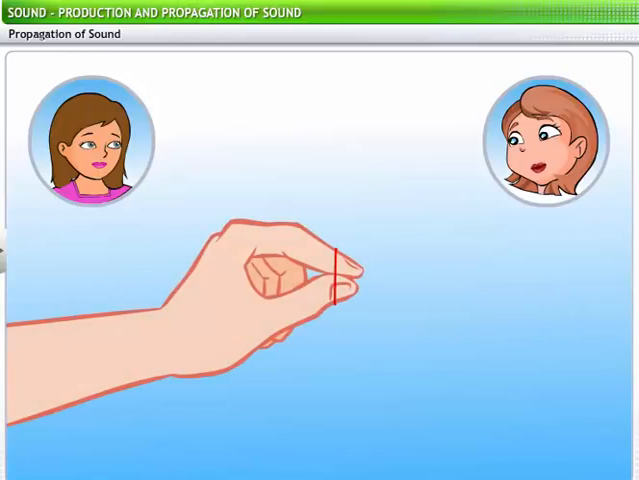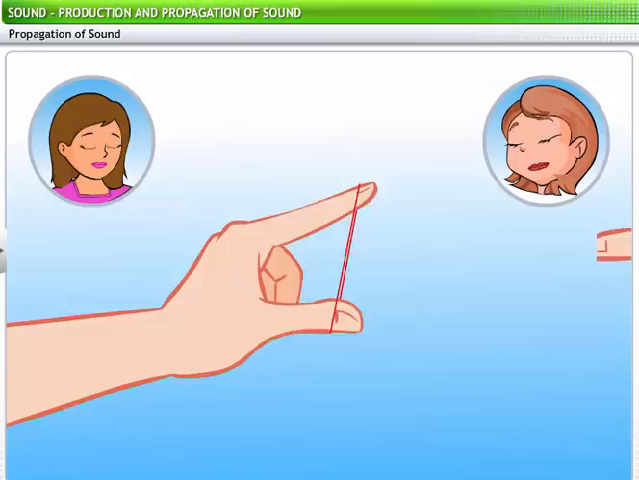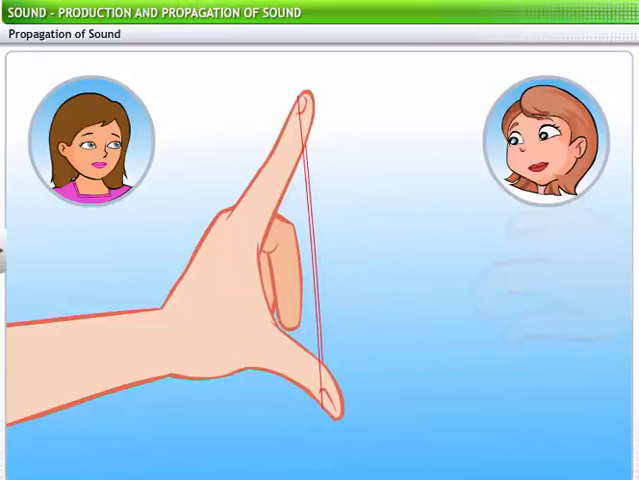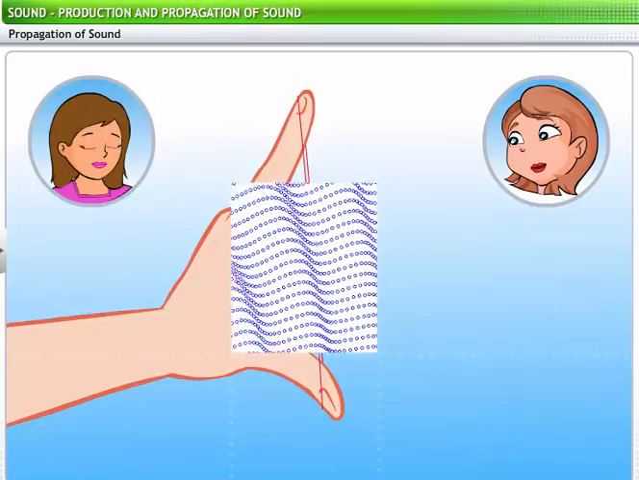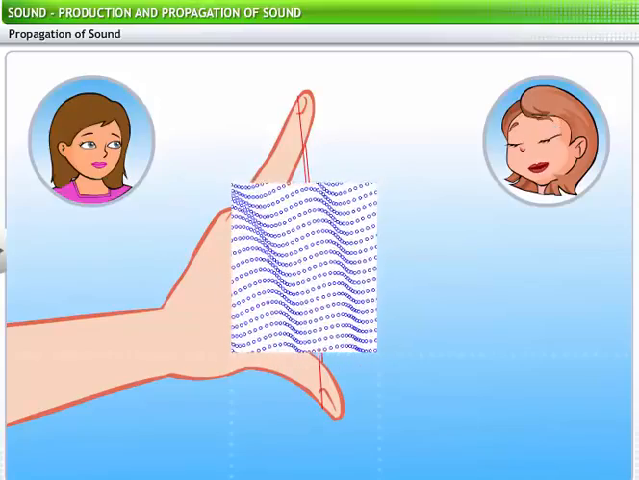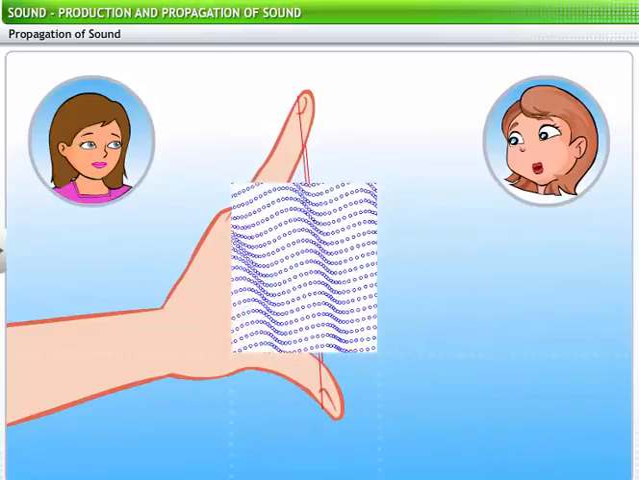Now, let's see. What happens when we stretch a rubber band and pluck it in the middle? The air particles of the medium, which are in contact with the vibrating rubber band, that is, the source of sound, are first displaced from their state of rest. These displaced air particles displace their neighboring particles and then come back to rest in their original positions. Thus, now another set of particles of air between the vibrating rubber band and the listener are in a state of vibration.